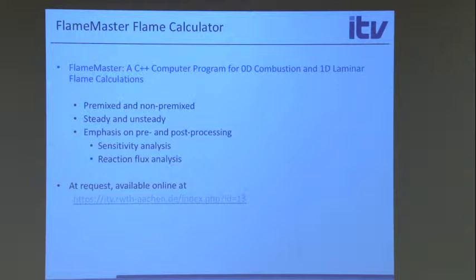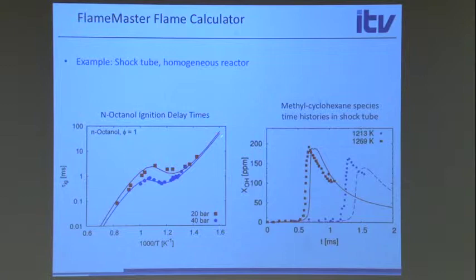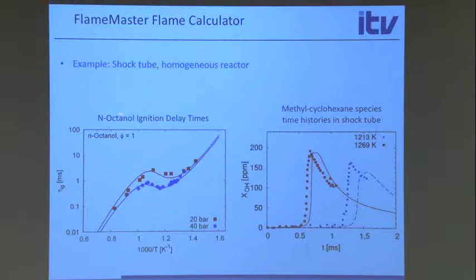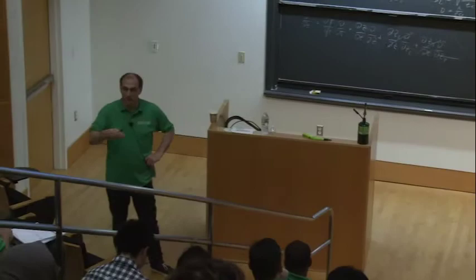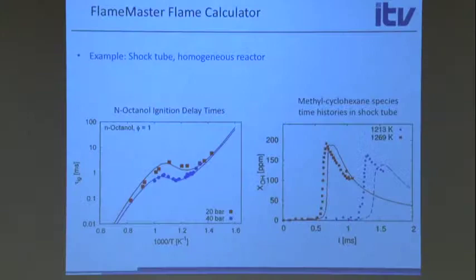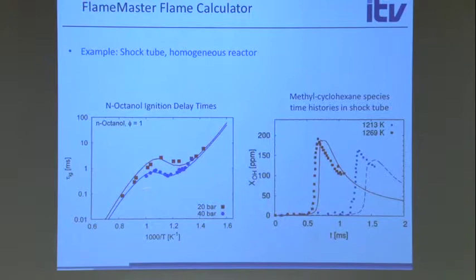So examples are here. This is a shock tube, homogeneous reactor. The experiments, and then the lines here are simulations. And this is octanol. Here we have OH mass fraction. I think these come from the group of Professor Hansen, and some of you are taking his course. And you see how we can compare with the simulations. A simulation like this takes less than a second. I mean, it's really, really fast. I'll show you in a few minutes, maybe just as one example, how to compute these.